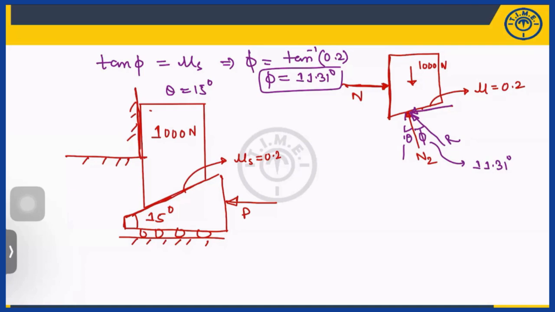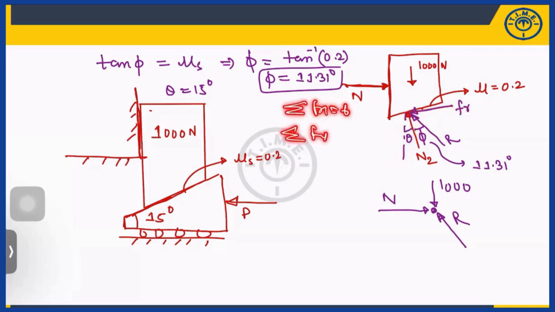Okay. Now, how will you solve? There is a reaction. This reaction is nothing but the resultant of these two. So can I use Lami's theorem? Three forces are acting. One is 1000, another is the normal reaction, and another is R, which is the resultant. So instead of using this N2 as well as this friction force, I am directly using the reaction value. If you want, you can just resolve in x and y direction. Take the equation summation of force in x direction 0, summation of force in y direction 0. Again, you will get the same answer.